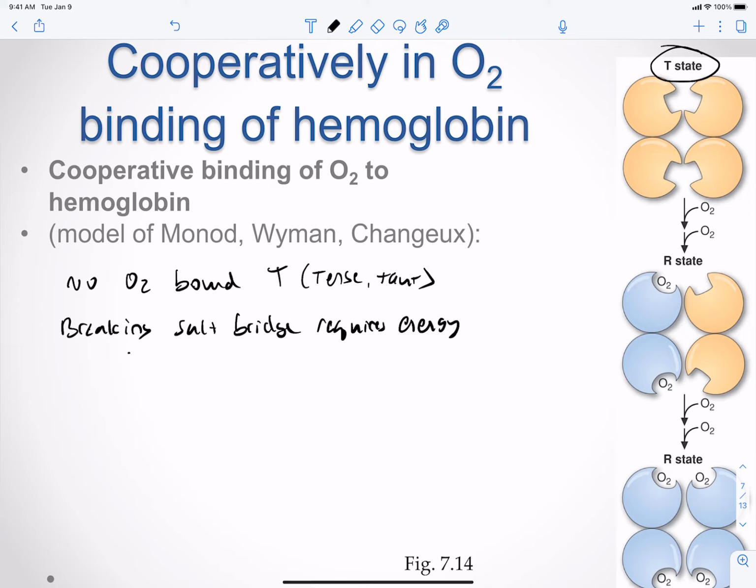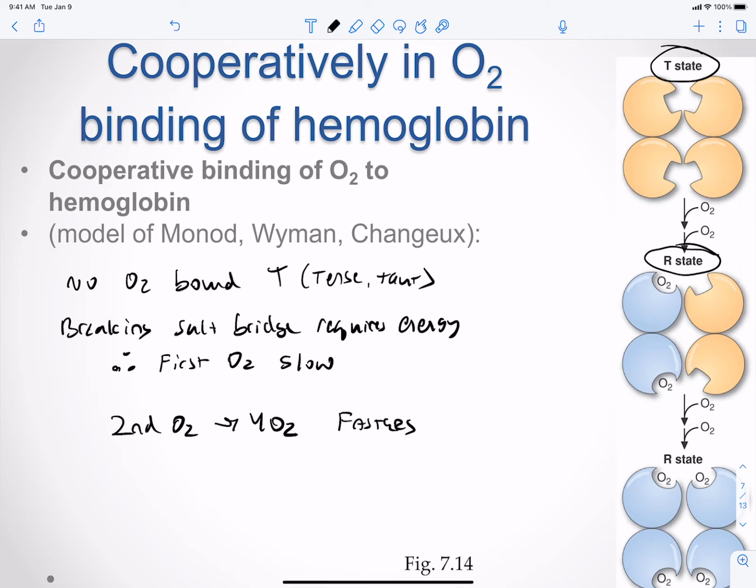And so therefore, the first O2 is slow. The second O2 through the 4th O2 are faster because you're already at the relaxed state. So now everything kind of just opens up. And so this is called positive cooperativity, and this leads to the sigmoidal oxygen saturation curve.